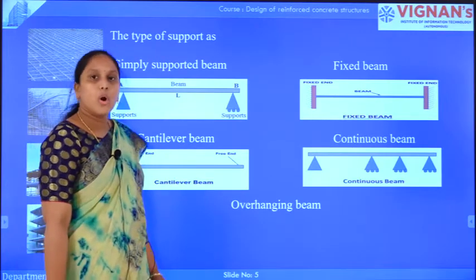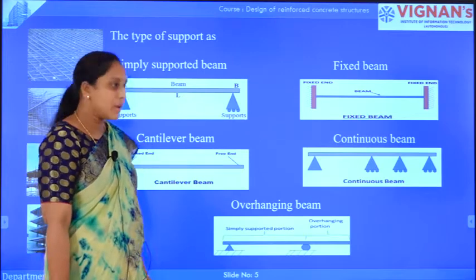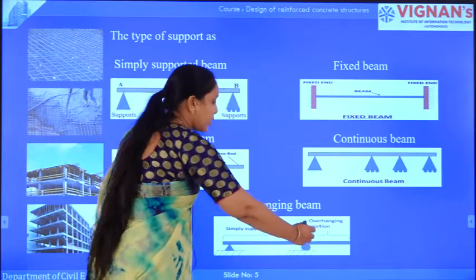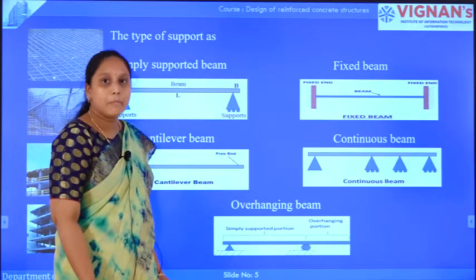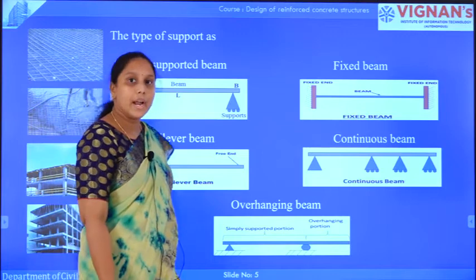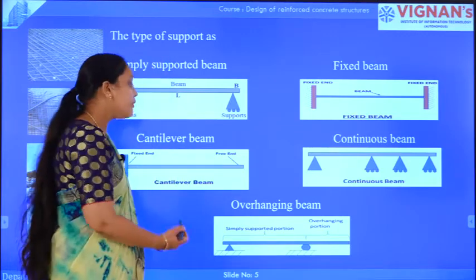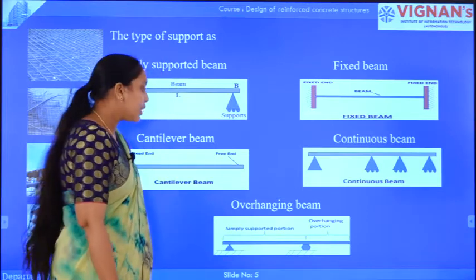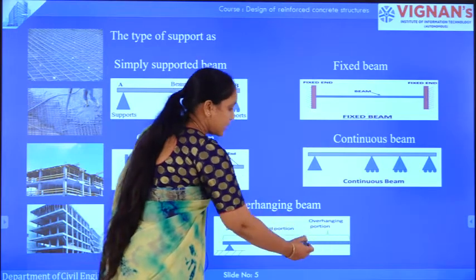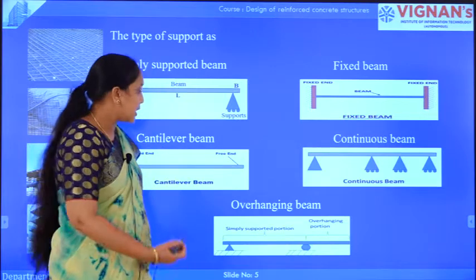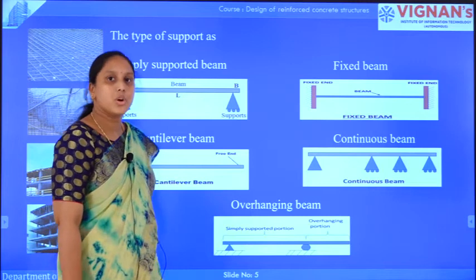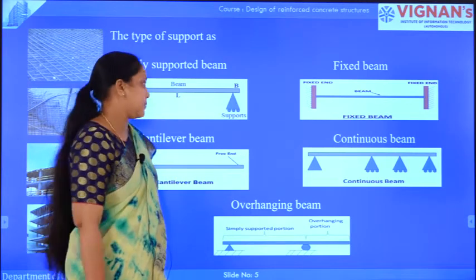And the next one is the overhanging beam. What is an overhanging beam? An overhanging beam is a beam in which the span of the beam extends beyond the supports, either at one end or at both the ends. Here, if you see the overhanging beam, the span of the beam is beyond the support on one side. Such a kind of beam is called an overhanging beam. So, this is the classification of beams based on the type of the supporting systems.